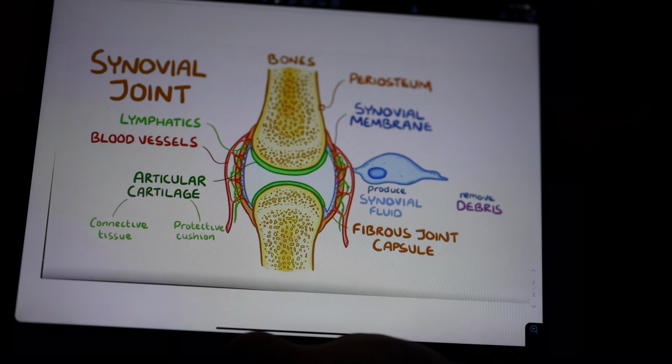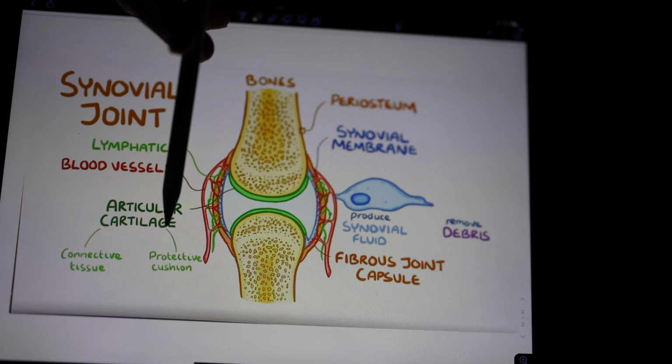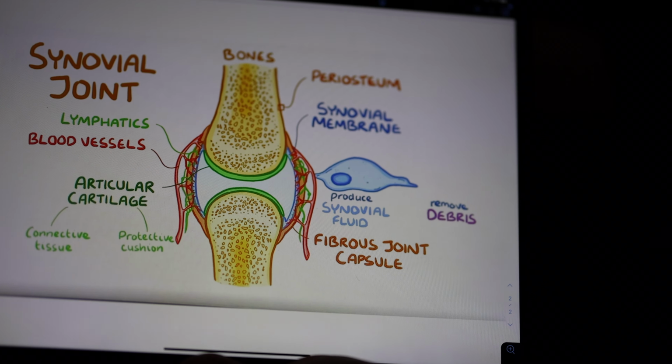A healthy joint consists of the articular cartilages, which are connective tissues and protective cushioning. It also helps lubricate and help your joints move smoothly, like the bending of the knee.